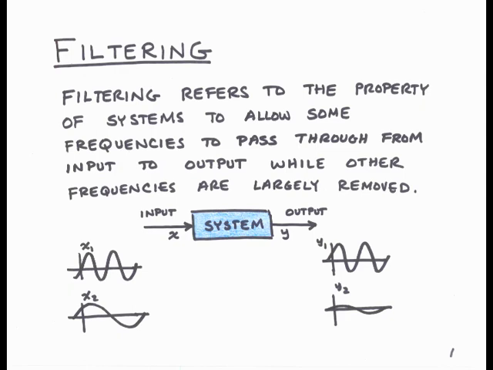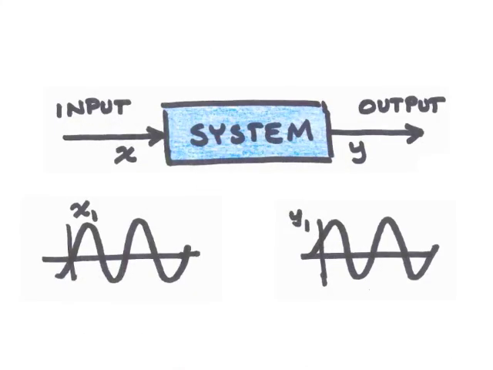Let's consider a linear time invariant system with input X and output Y. We'll consider how it responds to two different inputs, a higher frequency input X1 and a lower frequency input X2. In response to the higher frequency input X1, the output Y1 is nearly of the same size. We say that signals at this frequency are passed by the system.